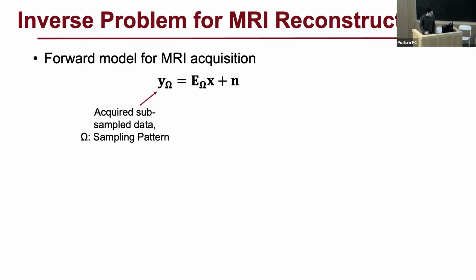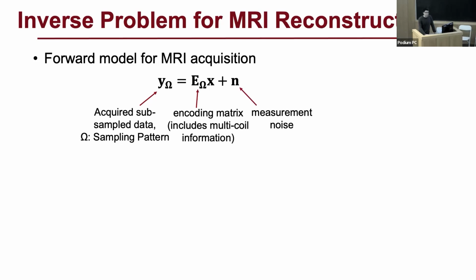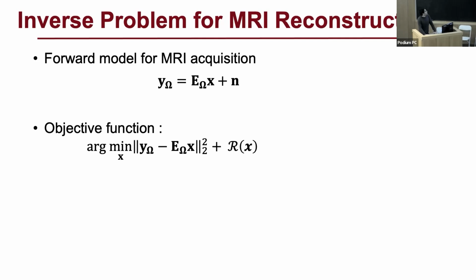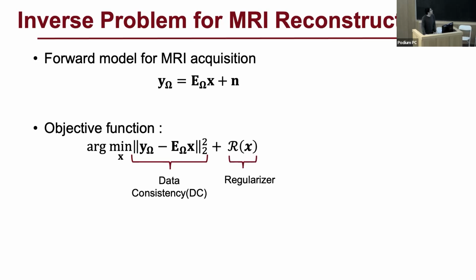As we have seen in earlier talks, the forward model for MRI acquisition is as follows. Here we have acquired measurements from a scanner denoted by Y, and omega is the sampling pattern, and E is our encoding matrix that contains multiple information such as the Fourier operator, and then we have measurement noise. This problem is usually ill-posed, and we solve a regularized least squares problem consisting of two terms. The first term is data consistency that makes sure that we are consistent with what we get from scanners. The second term is a sparsity promoting regularizer.